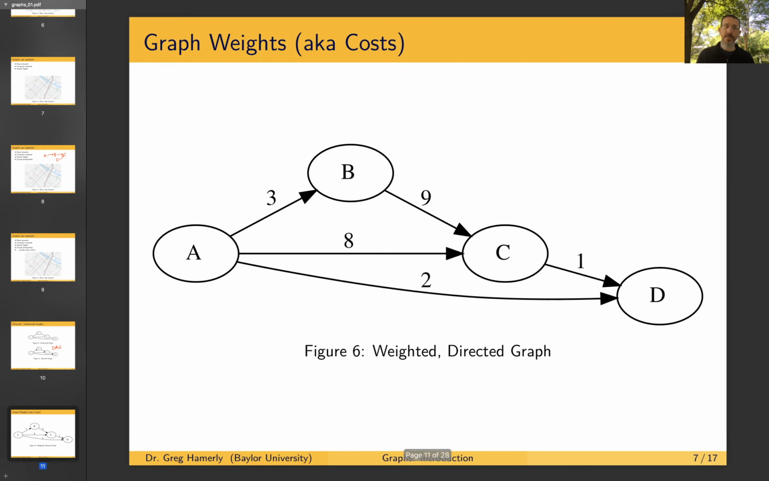Okay. We can have costs on the edges, as I mentioned. So we do notate that on the edges themselves when we draw the graph. This edge right here from A to B has a cost or weight of 3. So if I wanted to go from A to C, I could do so in at least 2 ways. I could go directly from A to C, which would cost me 8. Or I could go from A to B and then to C, which would cost me a total of 12.